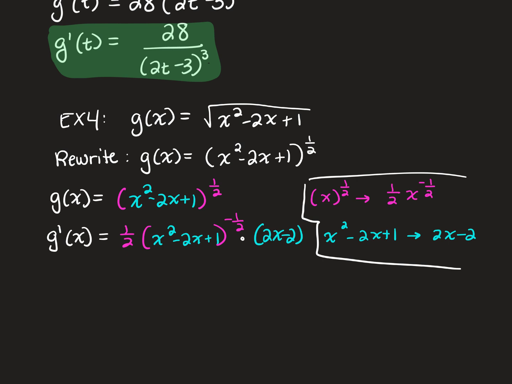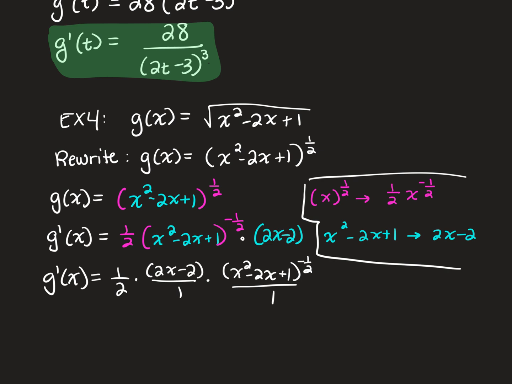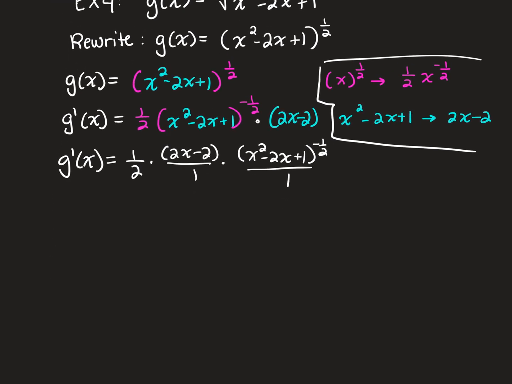Okay, then our derivative, we can rewrite, and you might be able to do this quicker than I'm going to do right now. I'm going to write everything that's not being raised to the -1/2 power all together here. So 2x minus 2 over 1. And then we can think of that x squared minus 2x plus 1 raised to the negative 1/2 power as being over 1 as well. Okay, and then some simple rewrites here. And we might even be able to do a little bit of additional simplification.